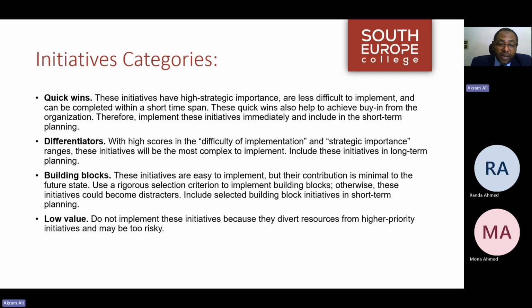Finally, we have low-value initiatives. Do not implement these initiatives because they divert resources from higher priority initiatives and may be too risky.